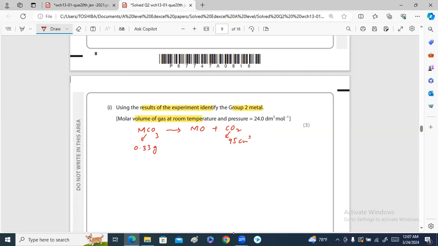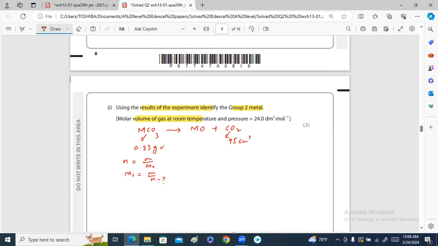So if we want to identify this metal from the metal carbonate, we must have the Mr values. If we know the Mr, we can identify this metal. And if we use this formula, n is mass over Mr, or Mr is mass over moles. We have the mass, but we don't have the moles. So if we know the value of moles, we can get the Mr. So if we know the Mr, we can easily get the metal from the metal carbonate.